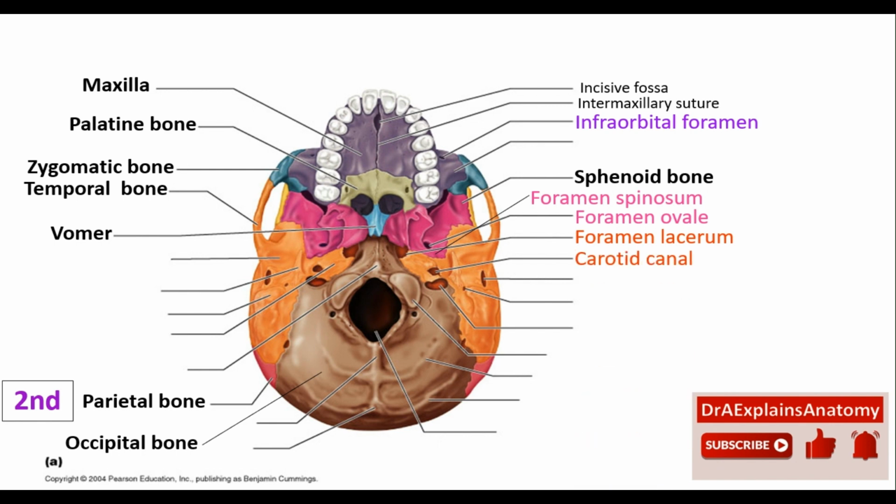The carotid canal is one opening that we can see in the temporal bone in orange. So that right here is the carotid canal. The external acoustic meatus is the second opening we can see through the temporal bone in orange. The stylomastoid foramen is the third opening we can see in the temporal bone as well.